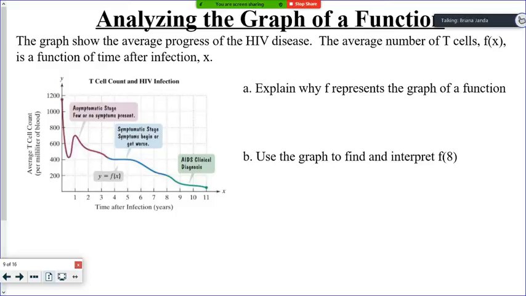That has nothing to do with the situation at all. I don't have to talk about the years. I don't have to talk about the T cell, nothing. It passes the vertical line test. Okay, so I know people want to think about specifics to this, but no, function. Why is it a function? Did the x's repeat? Was there a y squared? Did it fail the vertical line test? Any of those things would make it not a function.